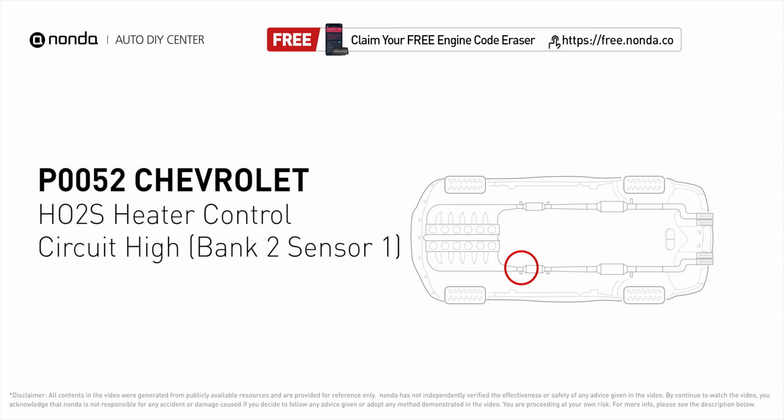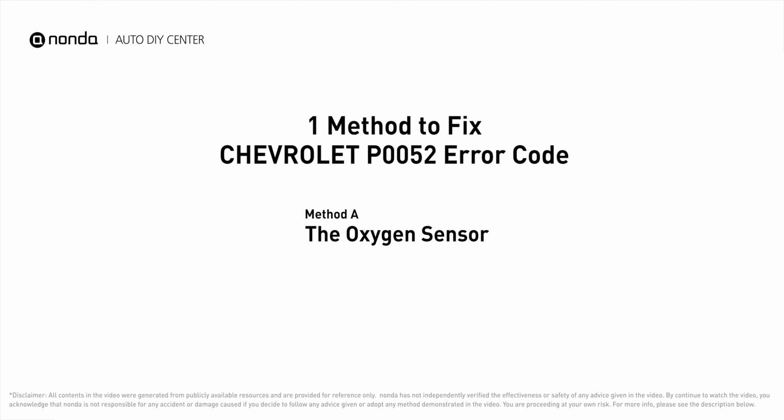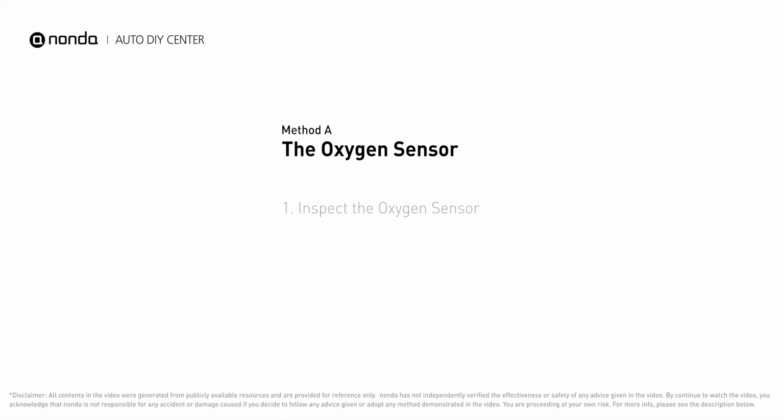This code may be triggered when your vehicle's control module detects a fault in the heater circuit and oxygen sensor bank 2 sensor 1. Here are one of the most practical solutions to fix Chevrolet's P0052 error code. Method A, the oxygen sensor.